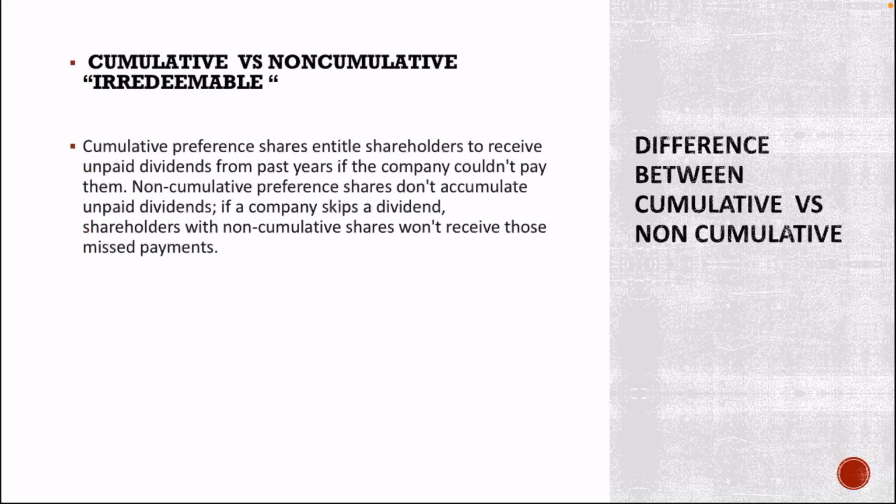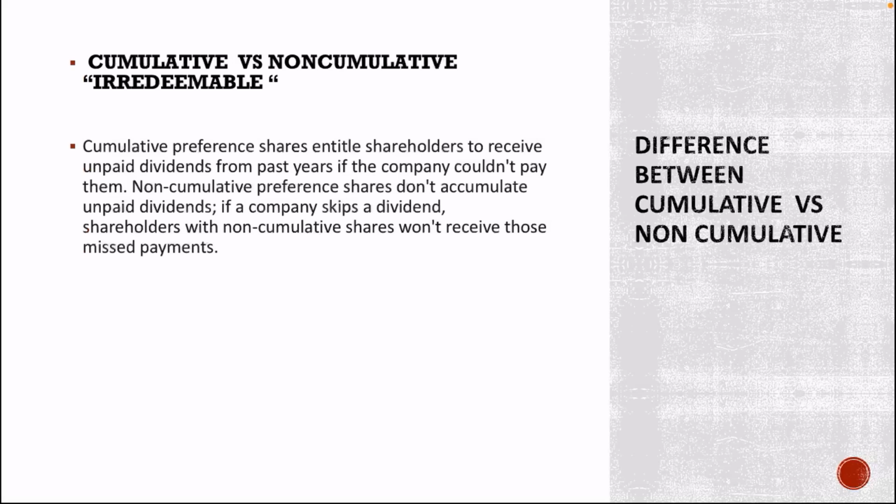However, if for any reason a company does not have cash, they do not announce any dividend, so they do not pay you, though you are entitled. But if you are a non-cumulative preference shareholder, your dividend will not accumulate. You will not be paid the previous dividends. You will only receive a dividend for that particular year.